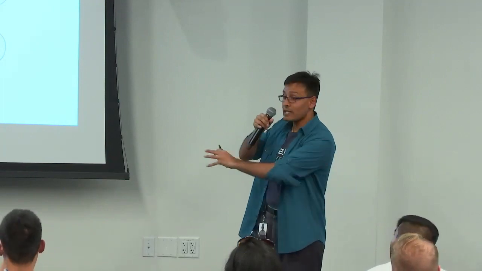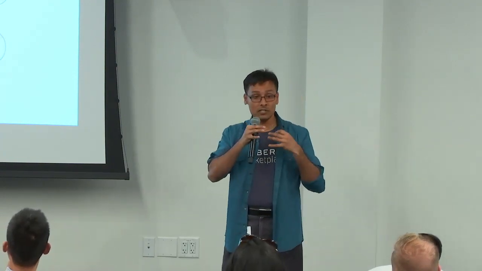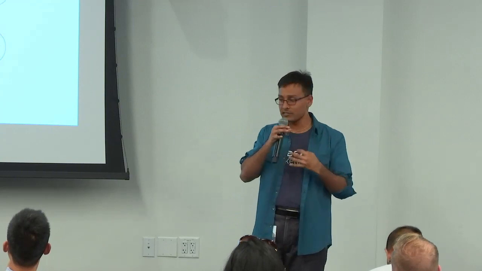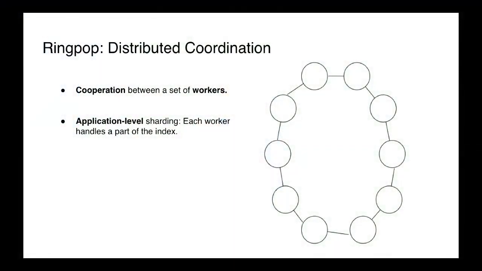So for example, if you have 10 workers and they're all using Ringpop, they will all gossip messages between each other and be aware of each other's existence. And then each worker will be responsible for some part of your application, or some part of the index. That's a very quick overview of it.